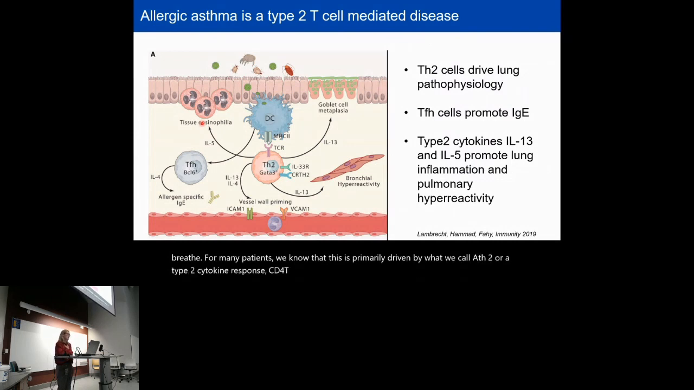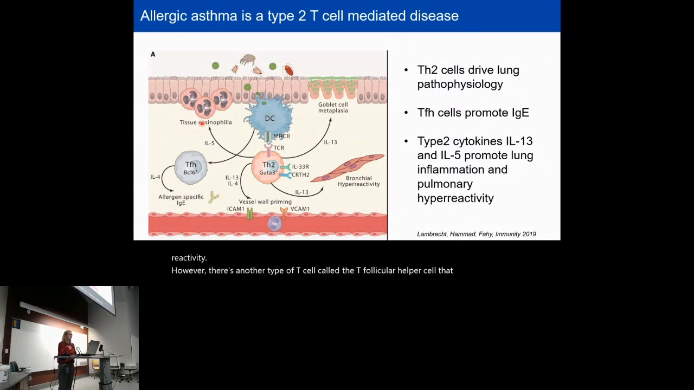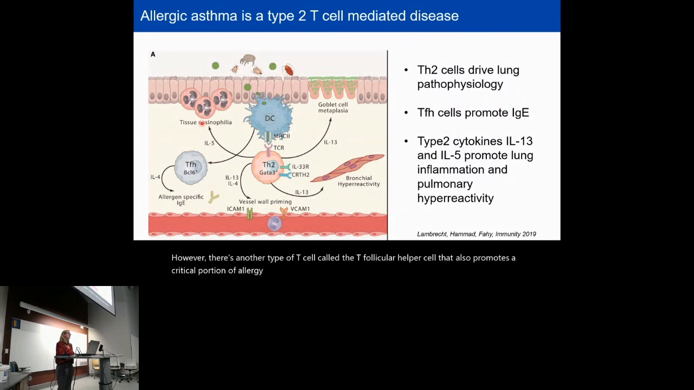CD4 T cells that we call Th2 cells are the primary drivers of this. And they both produce IL-13 and IL-5 in order to promote lung inflammation and pulmonary hyperreactivity. However, there's another type of T cell called the T follicular helper cell that also promotes a critical portion of allergy called IgE. IgE is critical for your allergic response, even a hypersensitivity response. And it's definitely something you're experiencing when you're having seasonal allergies.